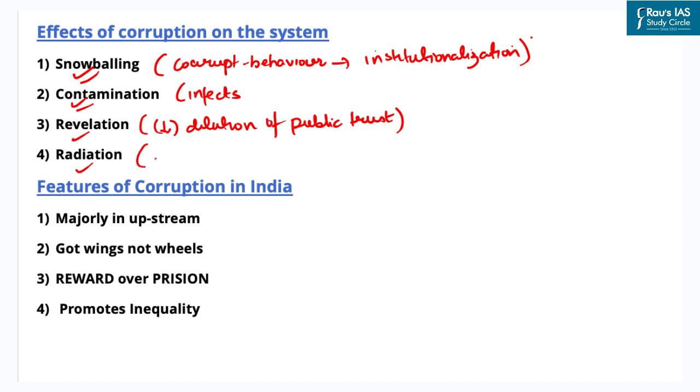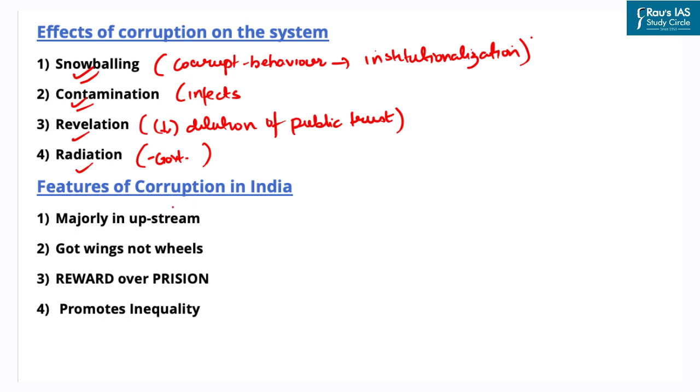It can also be seen as corruption by one ministry damaging the picture of the government as a whole, or corruption by any one department of the organization decreasing the public faith in the organization per se. Now, corruption can also be tracked through its features in India. The features of corruption in India are quite significant to analyze.